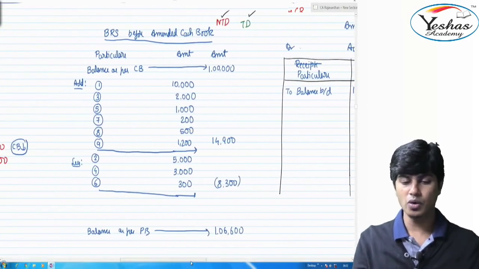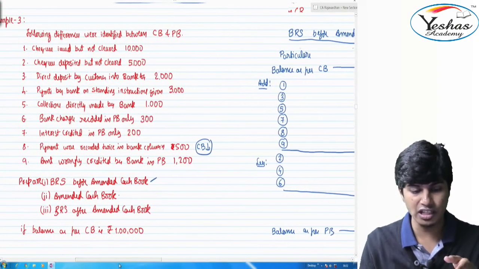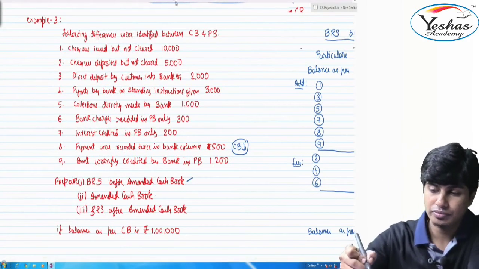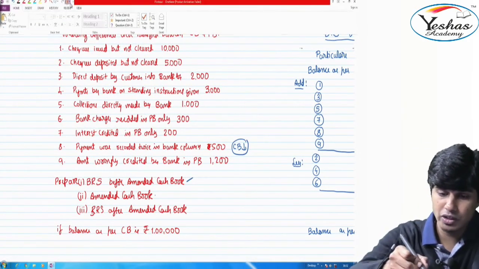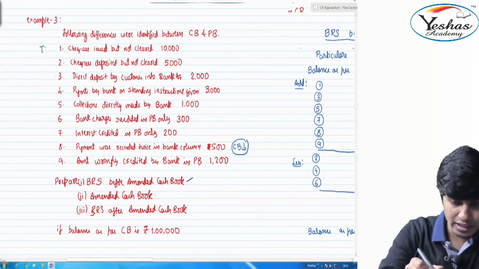Okay, come on. Now our responsibility is to categorize these differences we have into timing and non-timing. Shall we? Okay. Checks issued but not cleared. What type of difference is it? Checks issued but not cleared are timing differences.